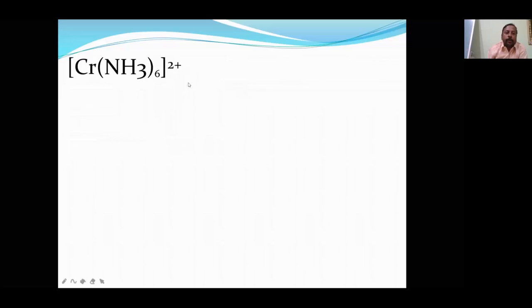Okay, here next comes the [Cr(NH3)6]3+. Sorry, it is 3 plus. Here it is wrongly written. It is 3 plus, okay, [Cr(NH3)6]3+. Now you can try, then I will explain.